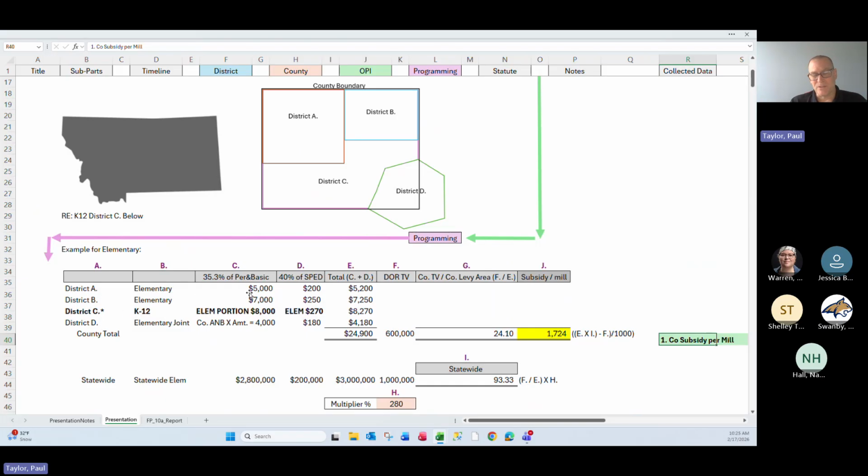These are made up numbers. The real numbers are a lot larger in real life. I'm saying here's 35.3% of the per and basic entitlements being shown here. Note, I put this in bold because I had to find a way to split the K-12 to show the elementary portion separate from the high school portion. It's not too hard to be done, and if you're new to it, it's no big deal.